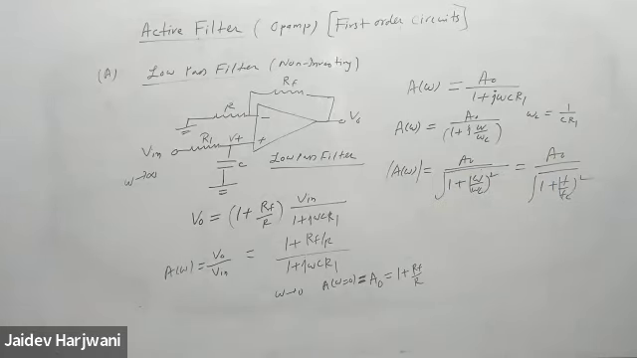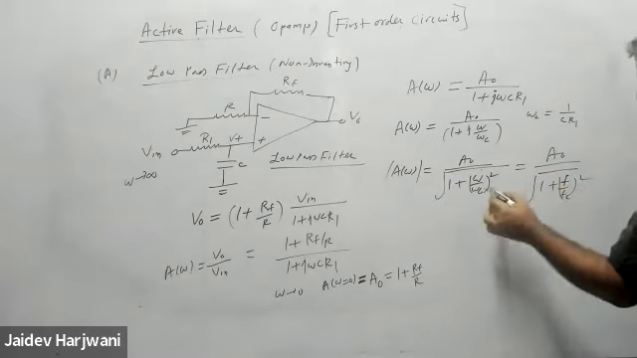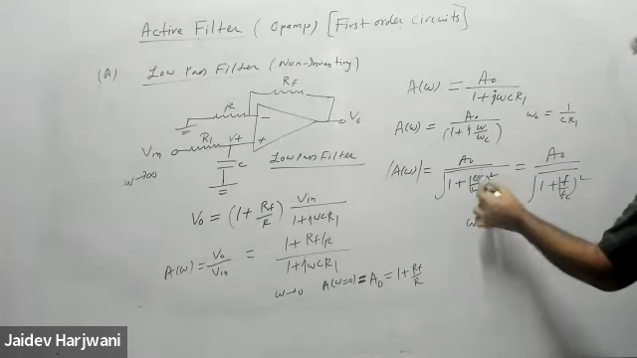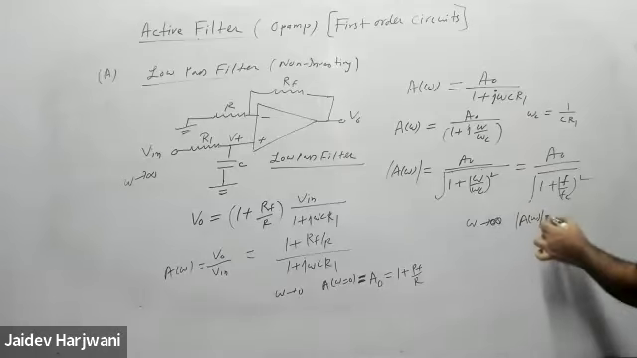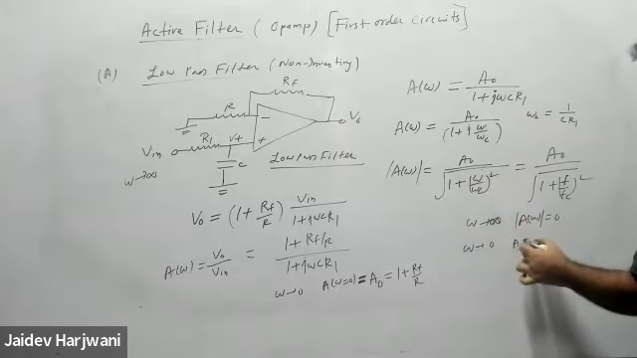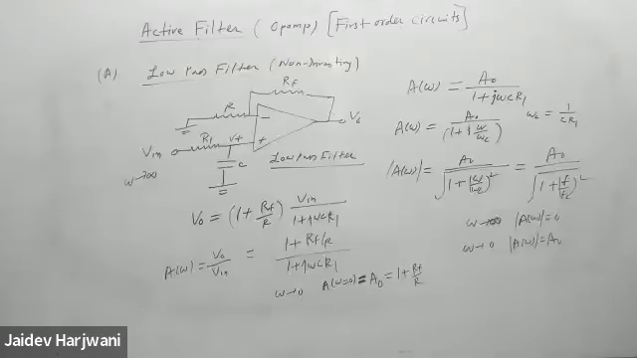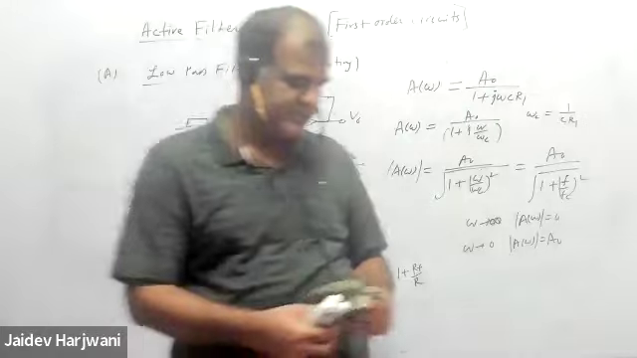And this formula is basically of a low pass filter, because if omega is infinite, gain magnitude is 0, and at 0 frequency we have already seen the gain is A naught, and we don't know yet what the A naught value is. So this is a low pass filter.